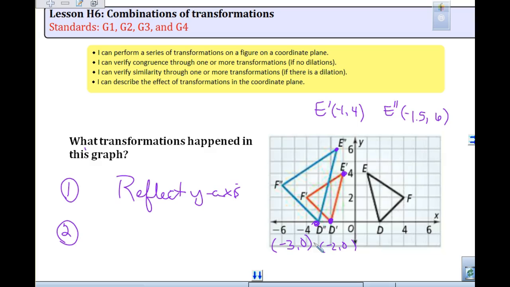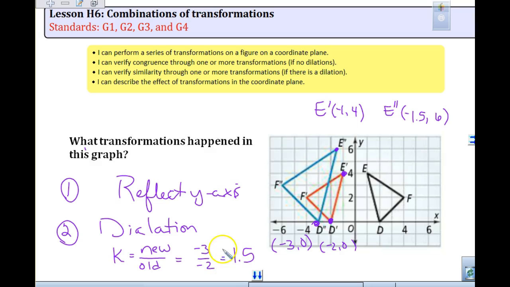So when I look at size change, the question is, what is my factor? We know, and I heard a lot of you saying this, we are dilating it, a dilation. What you're going to do is take the new point to determine what k equals, take the new and divide it by the old. So -3 divided by -2 gives us a scale factor of, not negative, 1.5.